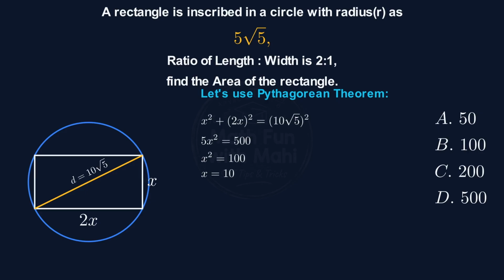But remember, the question asks for the area. Area is length times width, or x times 2x, which gives us the final area of 200. Choice C is our answer.